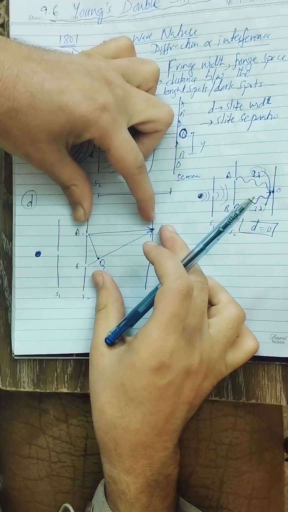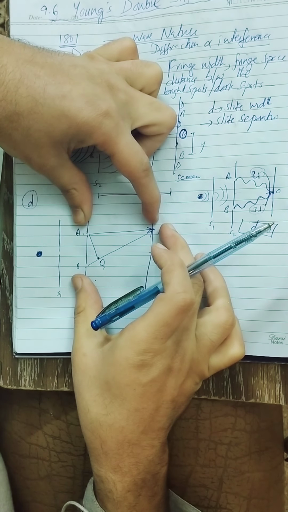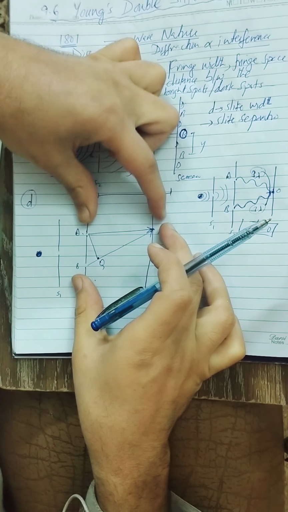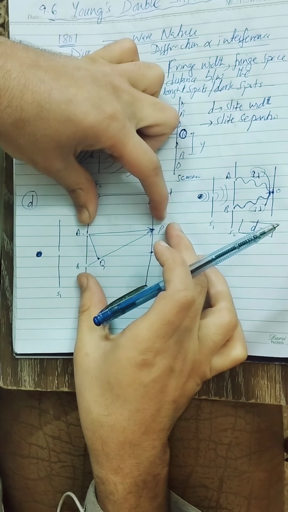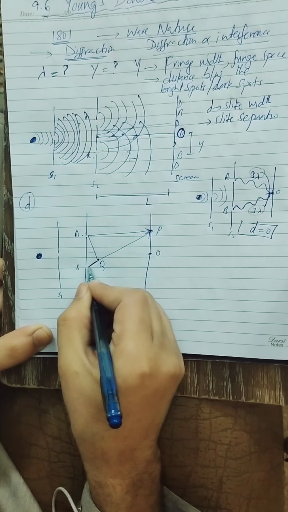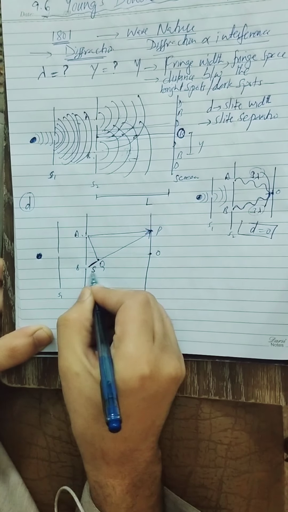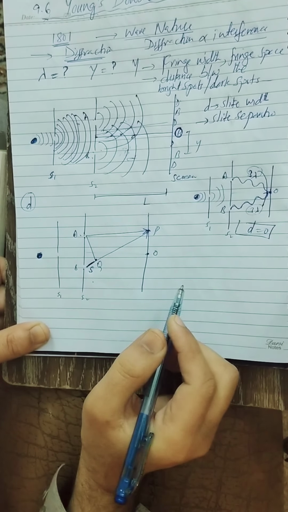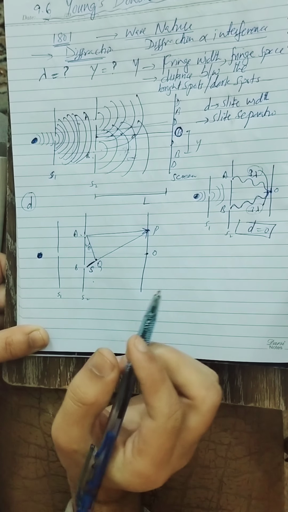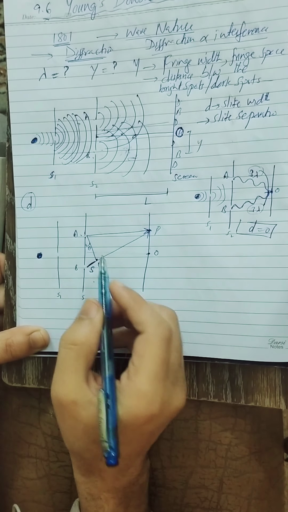So it means that the difference between AP and BP is BQ. This is AP, this is BP. So the difference between AP and BP is BQ. BQ is called S. S means the path difference, and this is called the angle of diffraction, theta. Okay, this is the angle of diffraction, theta.